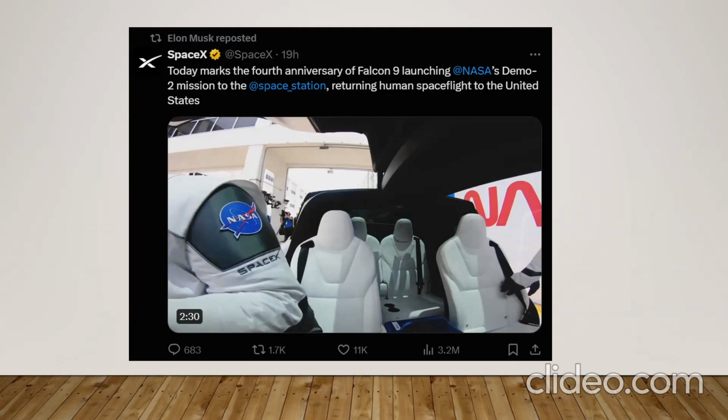So if I read here, "Today marks the fourth anniversary of Falcon 9 launching NASA's Demo-2 mission to the space station, returning human space flight to the United States."